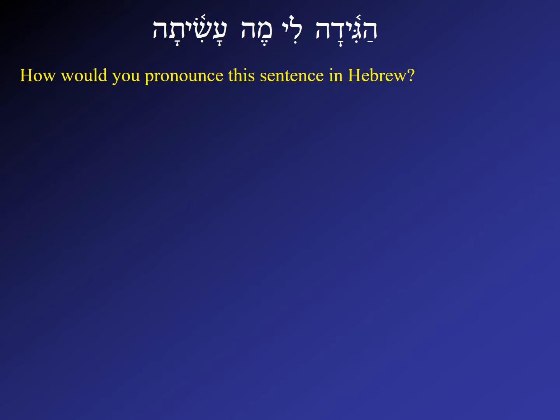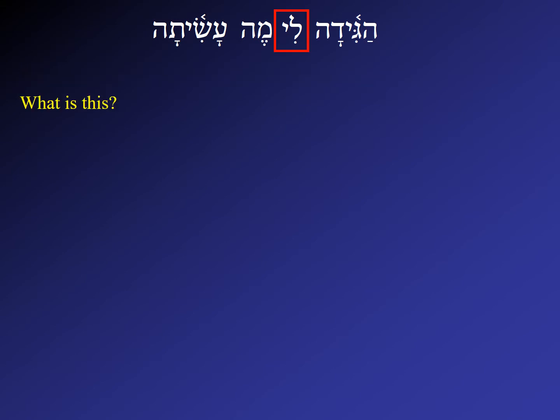Alright, so here's our sentence for this lesson. Hagidali me'asita. Hagidali me'asita. Now a couple of vocabulary words here. Li, this is simply to me. And then me, which is an alternative form of ma, which means what.